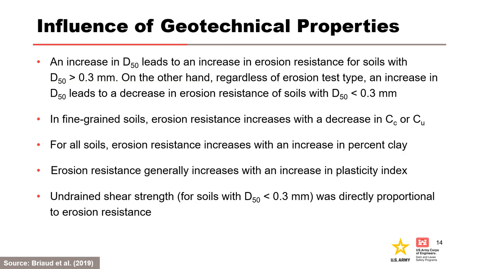The NCHRP report indicated that geotechnical properties were found to have a mixed and complex relationship with erosion resistance in general. They found that an increase in D50 leads to an increase in erosion resistance for soils with a D50 greater than 0.3 millimeters, and that an increase in D50 leads to a decrease in erosion resistance of soils with D50 less than 0.3 millimeters. Erosion resistance generally increases with an increase in plasticity index and in percent clay. In many cases, wet unit weight and undrained shear strength were directly proportional to erosion resistance.